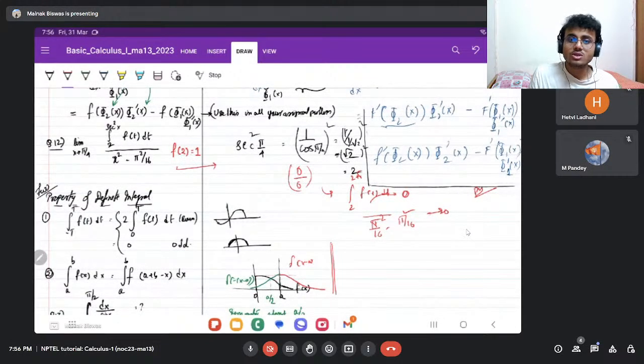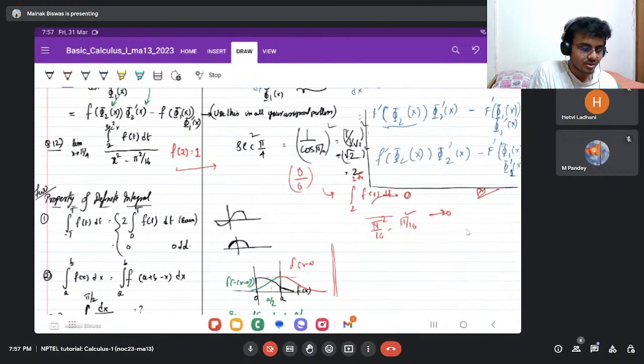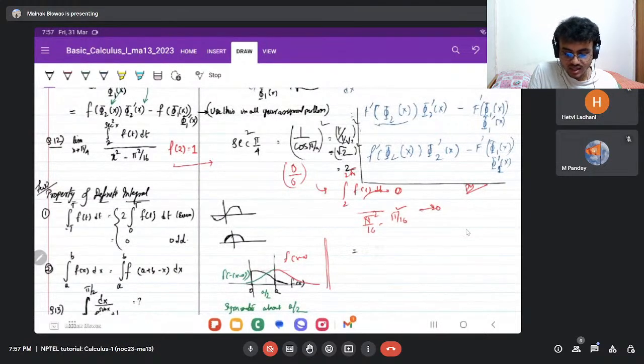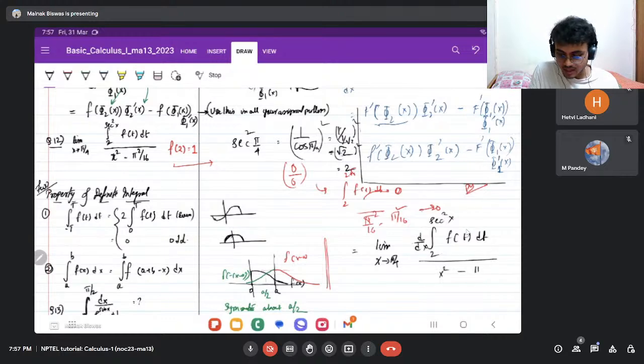Now what can we use? Newton-Leibniz, or the fundamental theorem of calculus, accompanied with L'Hopital's rule, right? It is a 0 by 0 form, so we can directly write this as limit x tends to pi by 4 of d/dx of the integral from 2 to sec square x of f(t) dt, divided by x square minus pi square by 16.